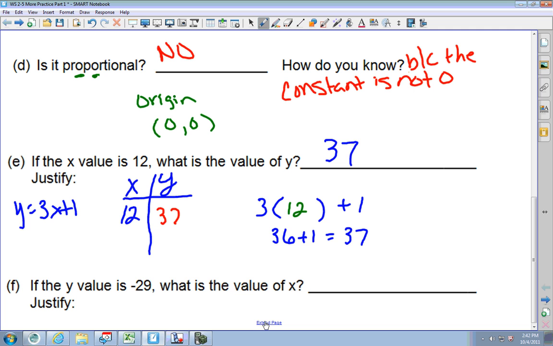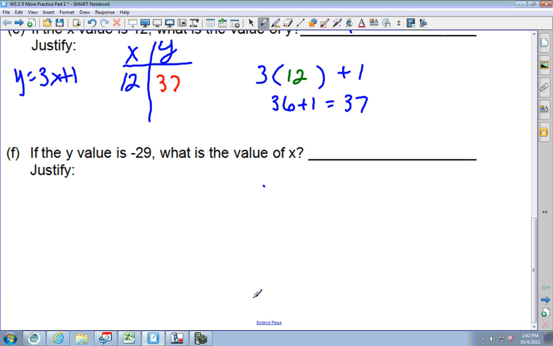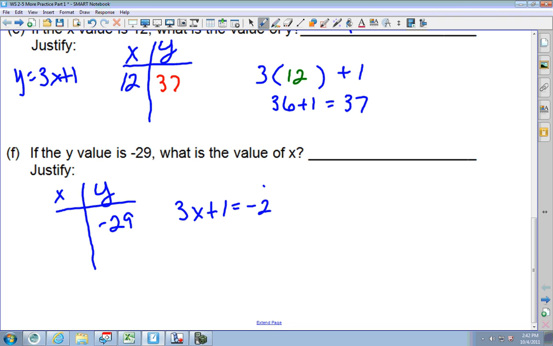The next one down here says, what if the y value is negative 29? So if the y value is negative 29, what is the value of x? It would be the same as saying 3x plus 1 equals negative 29. I need to subtract 1 from each side. I have 3x equals negative 30. And I need to divide by 3.